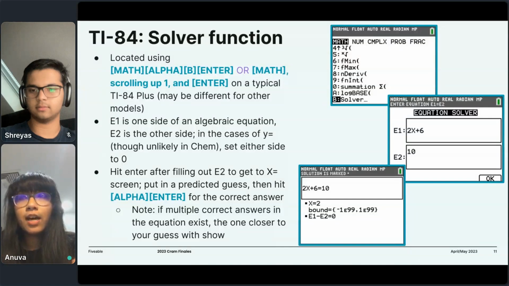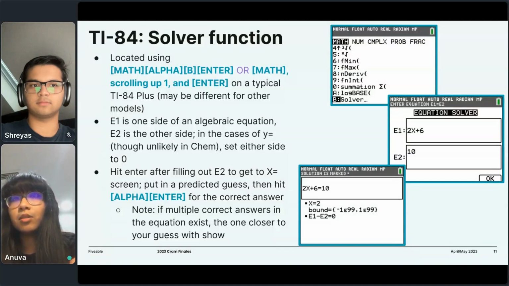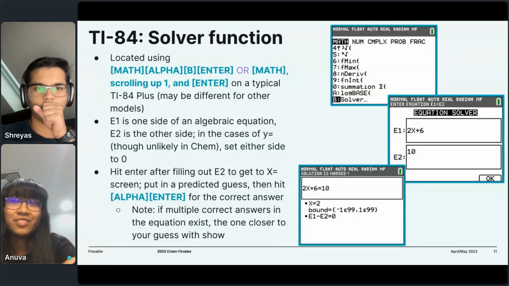If you have a different calculator, you can probably look on YouTube how to do it. Obviously, we're not going to go over every single calculator because one, that's going to take a long time. Two, I don't have all of those calculators. I only have a TI 84 Plus CE.